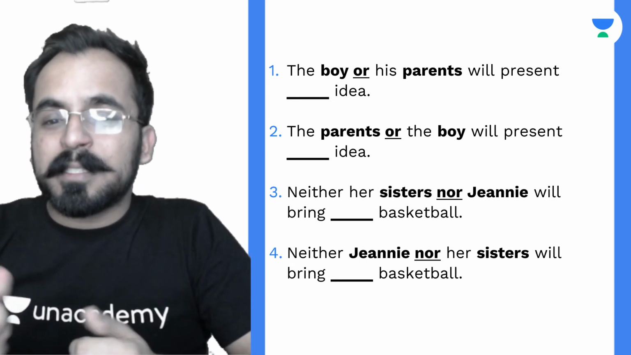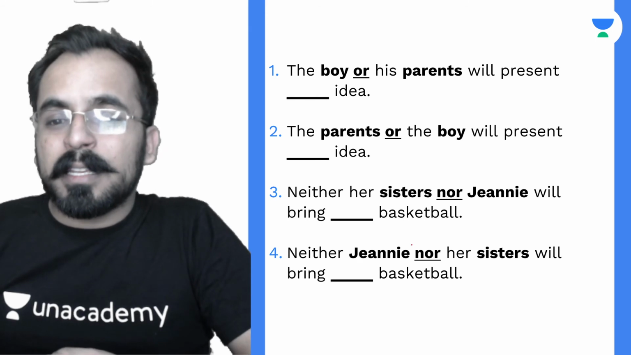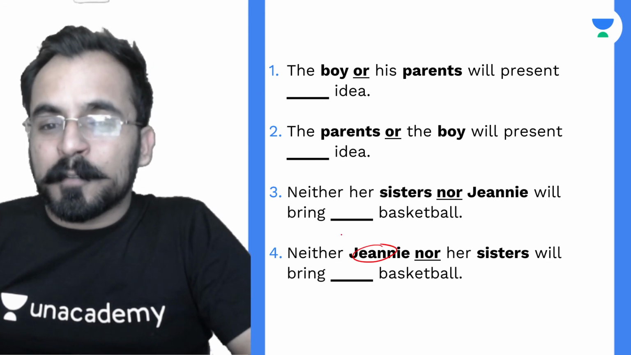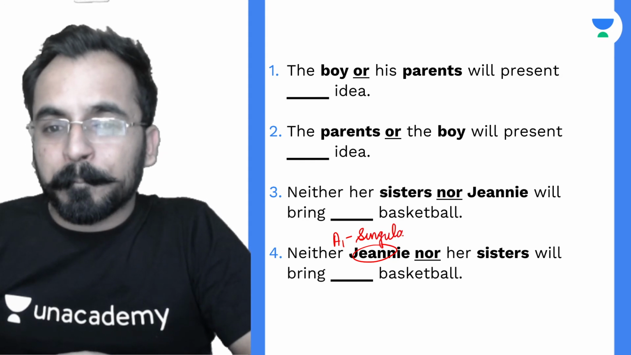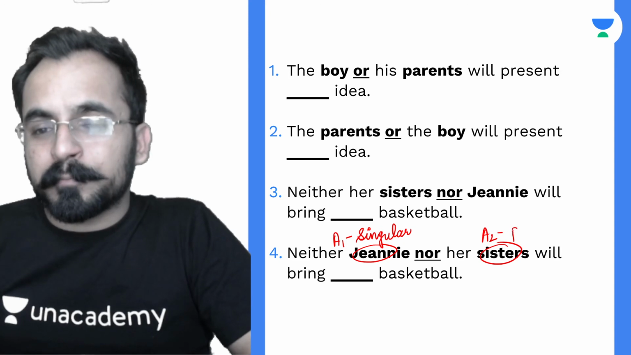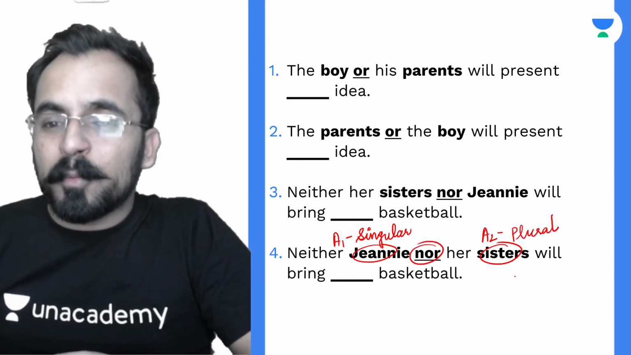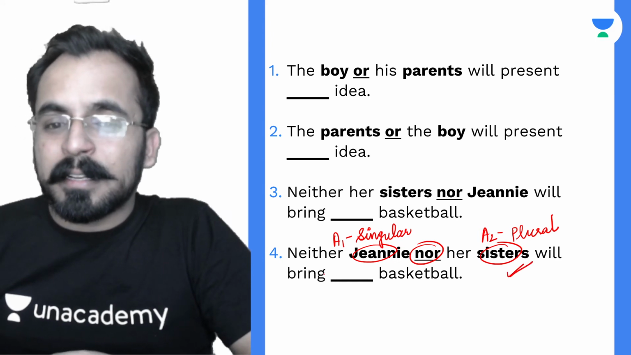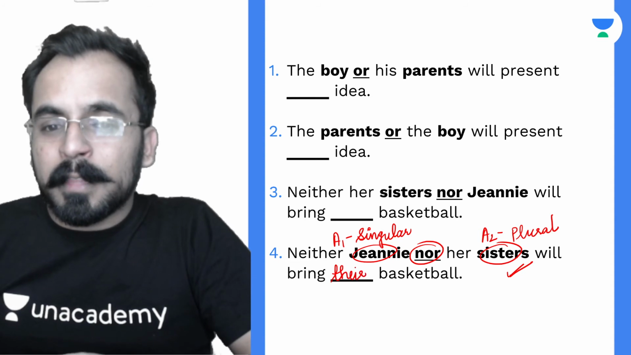Let's rewrite the same sentence in another manner. Neither Jenny nor her sisters. So first antecedent is singular and the second antecedent is plural. Both of them joined by "nor," and my pronoun will agree with the nearest antecedent, which is the second antecedent, sisters: will bring their basketball.